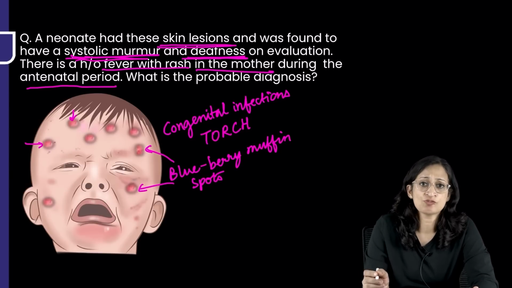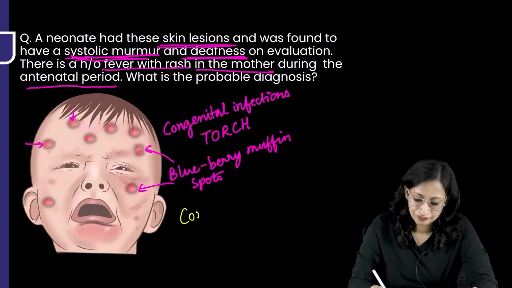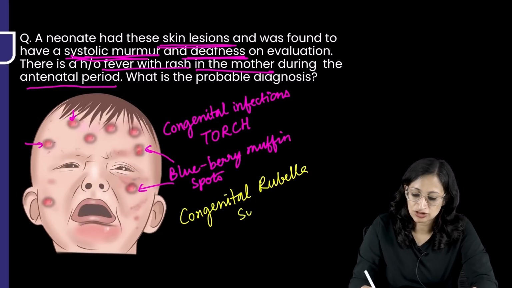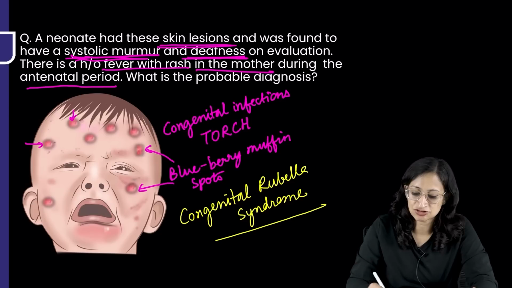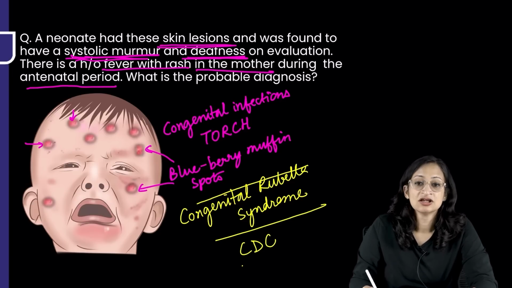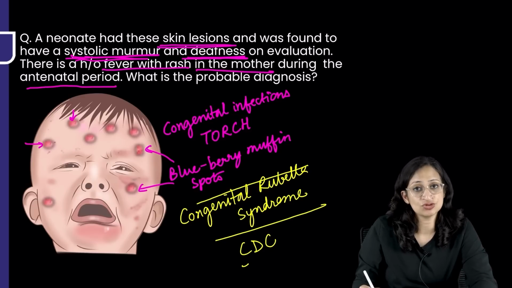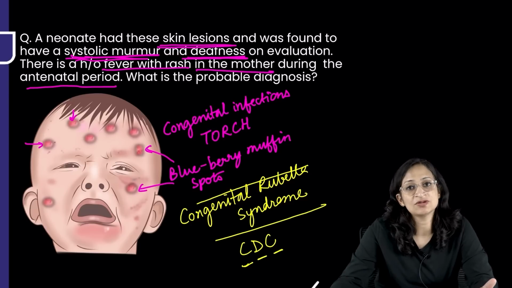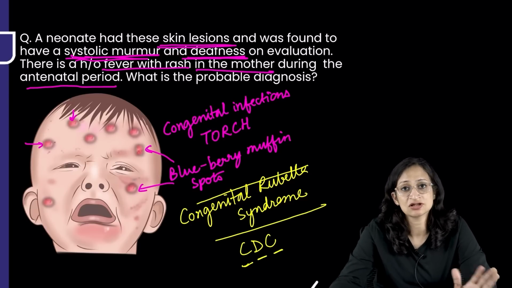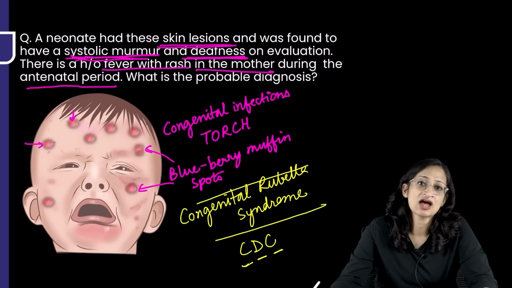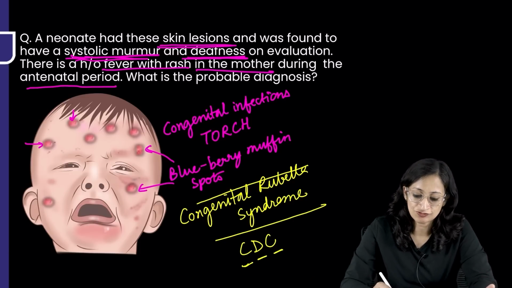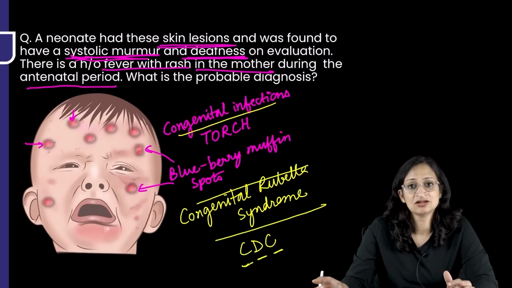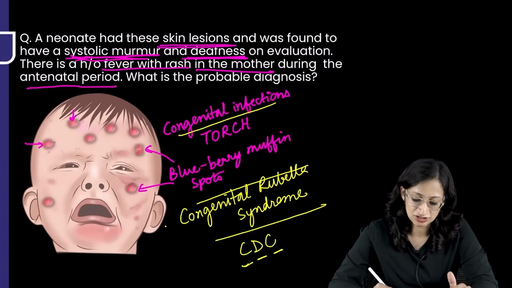So, all these features point towards a diagnosis of congenital rubella syndrome. The characteristic features are CDC: cataract or other eye manifestations like chorioretinitis, D for deafness, and C for congenital heart disease. This congenital heart disease can be a patent ductus arteriosus, a ventricular septal defect, or any other congenital heart disease. In addition, the baby can have hepatosplenomegaly, and there is a history of fever with rash in the mother during pregnancy, and blueberry muffin spots can be present in the baby. So your diagnosis here would be congenital rubella syndrome.